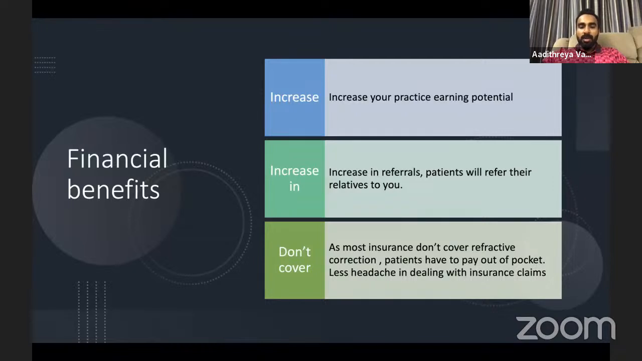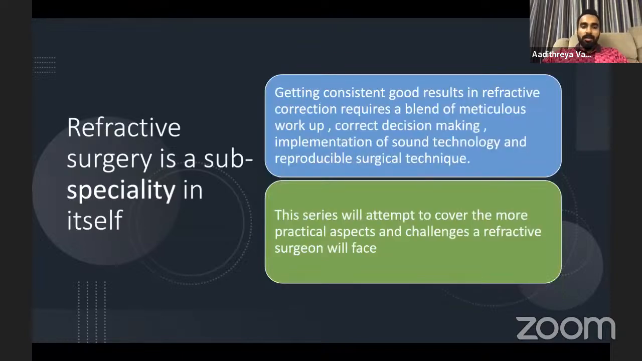Another thing is, as we know now, all of us are struggling with insurance companies, where most of these insurance companies will shorthand us on reimbursements. It's very difficult to keep fighting with them, and it's very cumbersome and headache-inducing. The advantage of refractive correction is these patients will pay you out of pocket. Most insurances don't cover refractive surgery, so there is much less headache in dealing with insurance claims as opposed to cataract surgery in general. And refractive surgery, I believe, should be considered a subspecialty in itself and not just something that we do on a weekend to get more money.